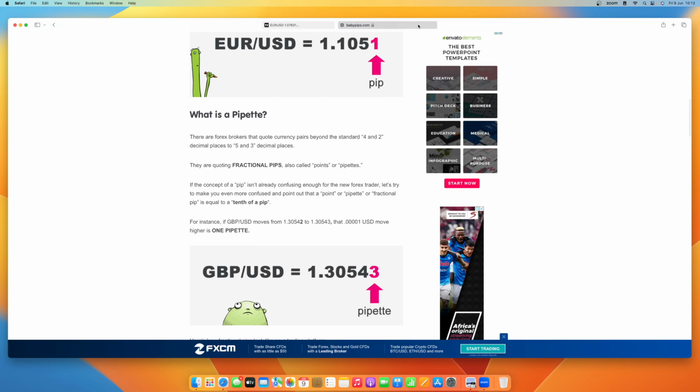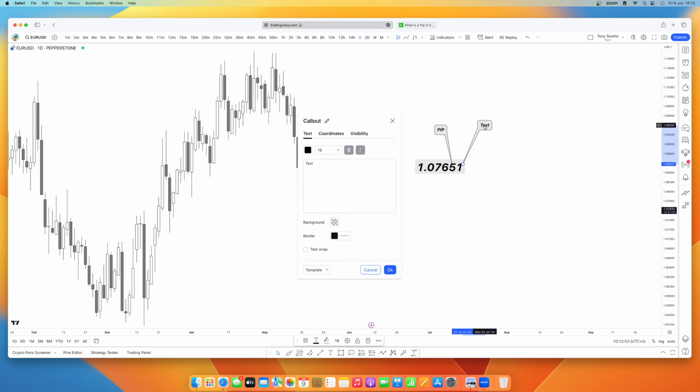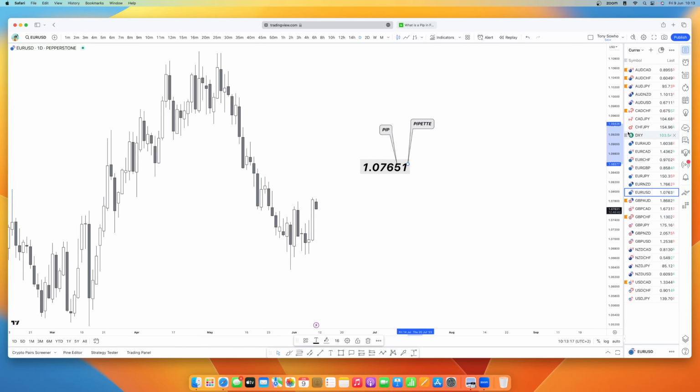That is, the fifth number is the pipette. Exactly. So this is a pipette. But I want you to only be focused on this. This is a pip. So 4 numbers after the decimal, the fourth one, is what gives you the pip, right? Now, every currency pair has 4 numbers after the decimal. But in some cases, you will find 2 instead of 4.